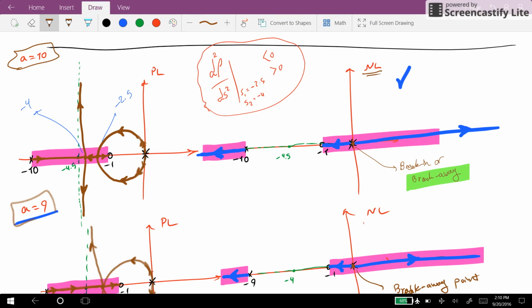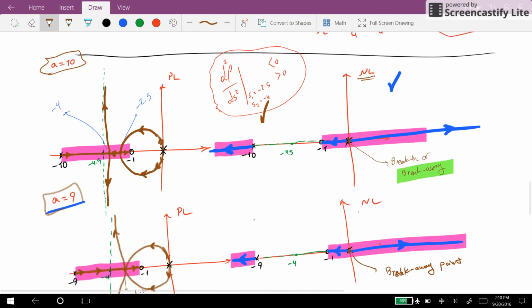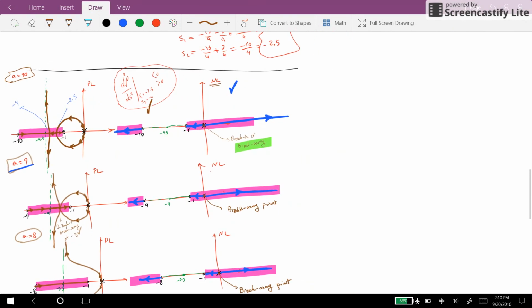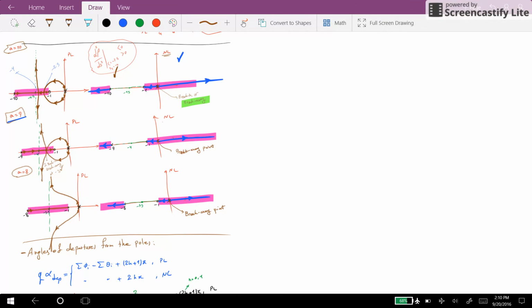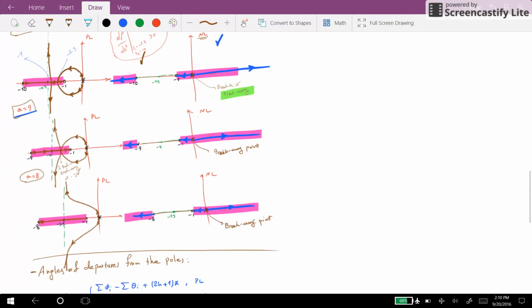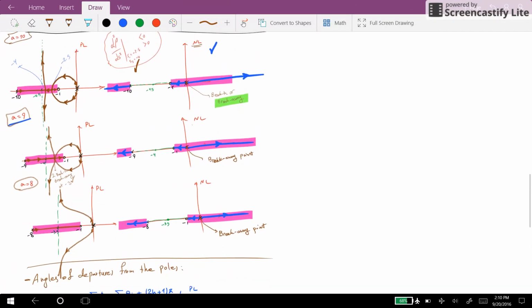And I will let you try this. If you cannot figure out how to know the point at -2.5 is a break-in and the one at -4 is a breakaway, just let me know and I can explain it in a very short video. So that's all. We end up with these root locus plots that we have for different values of a, both for the positive locus and negative locus.